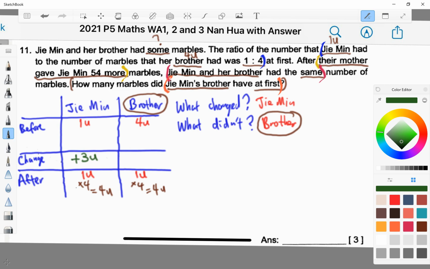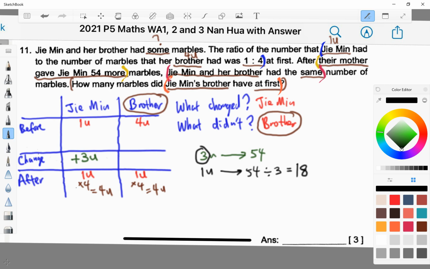So in order for Jiamin to become 4 units in the end, in the change row itself, she must have an increase of 3 units. This means that the 3 units that I have indicated in my ratio table has got to be paired with 54. It must represent 54. And from then on, it's going to be very easy for you to solve because if 3 units is 54, 1 unit has got to be 54 divided by 3. If we type this into our calculator, we'll get a nice number called 18.